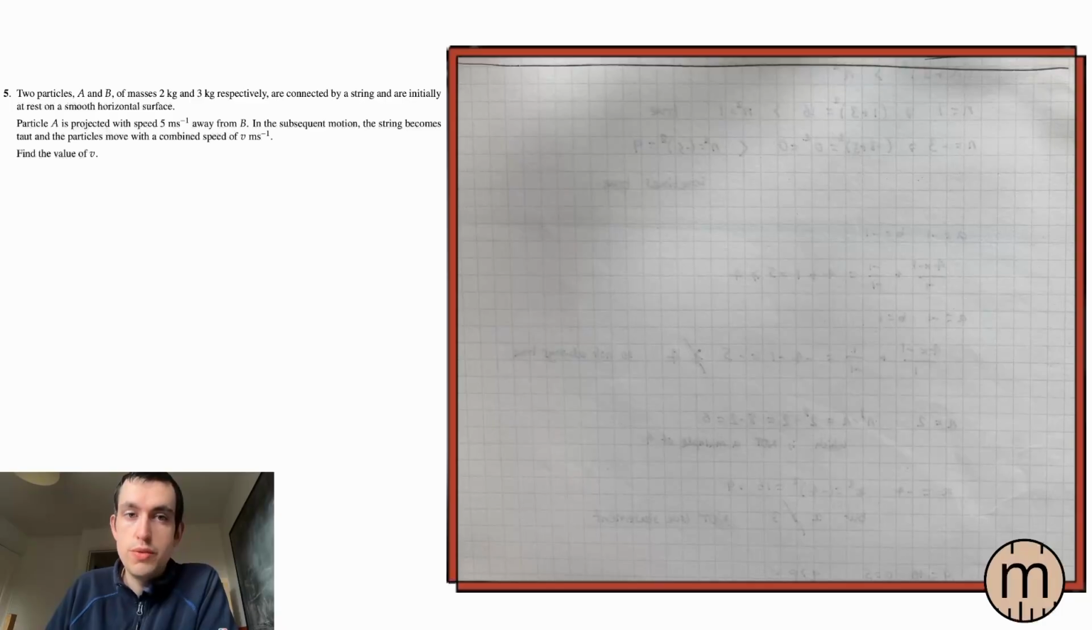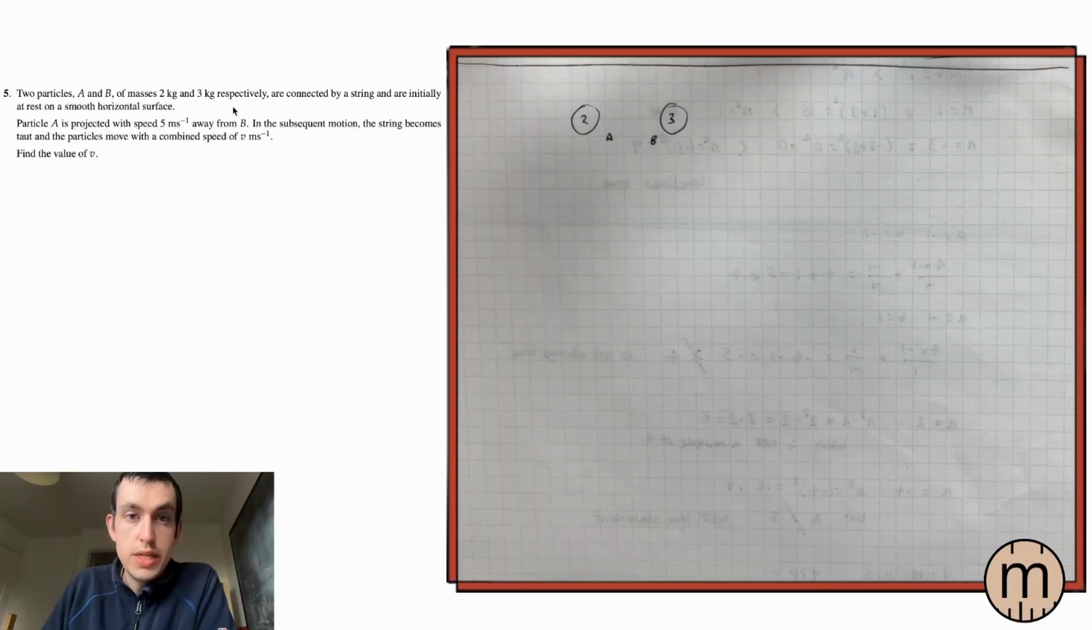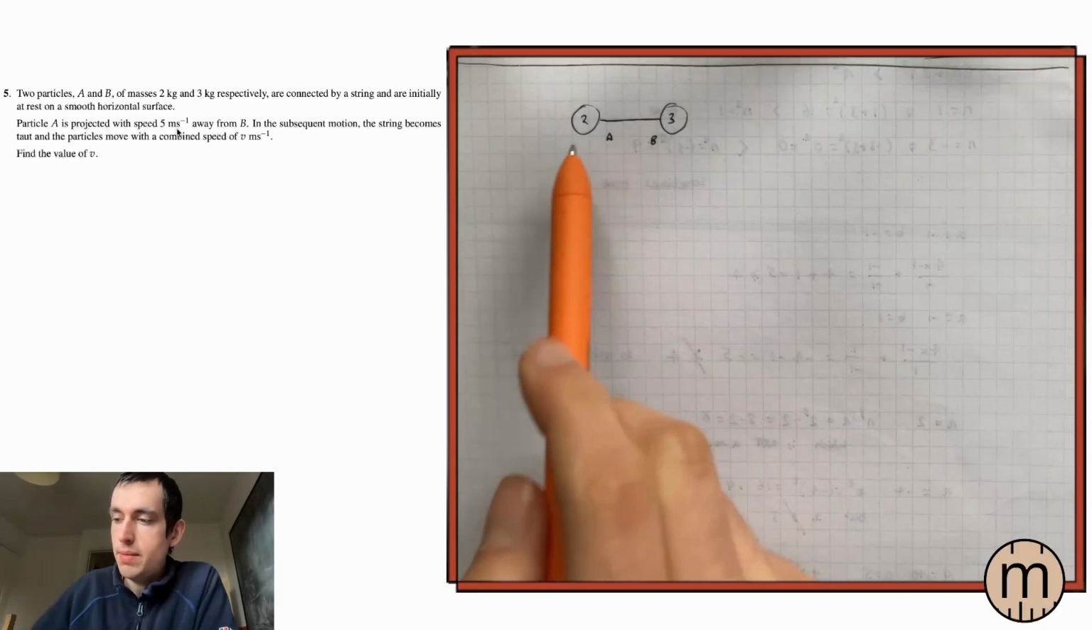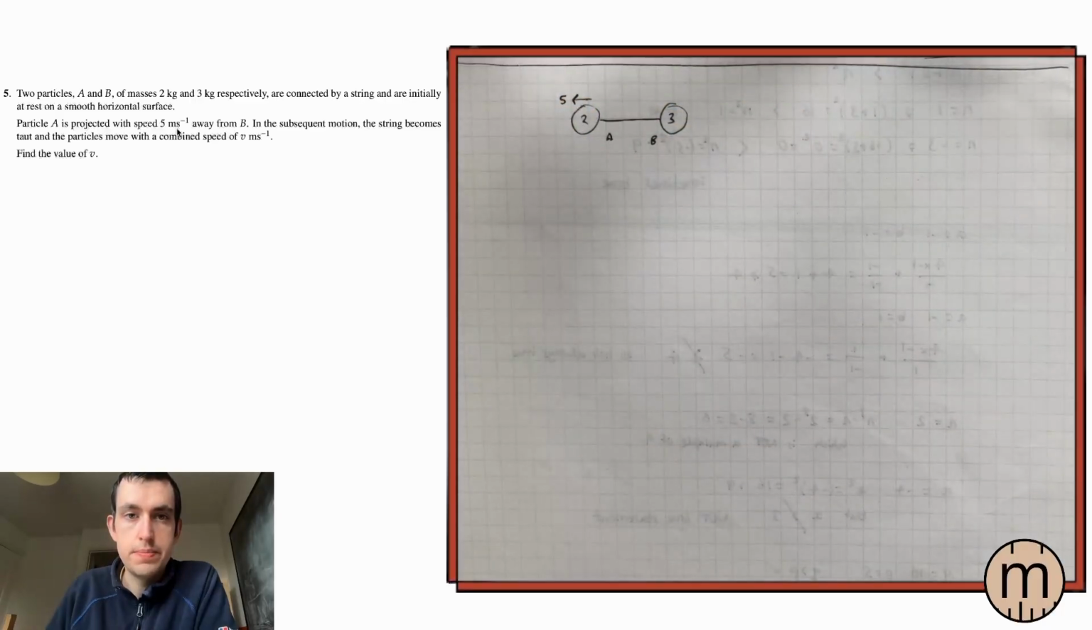And in my last question, we've got 2 more particles, we've got A and B, and we've got masses 2 and 3. In this situation, it's slightly different. They're connected by a string. And we're told that particle A is projected with speed 5, and it's away from B. That means it's going to be going towards the left in my diagram. One thing to note is your diagrams could have B and A the other way around, and that's fine. As long as it's going away from B in the opposite direction, then the maths will work itself out.